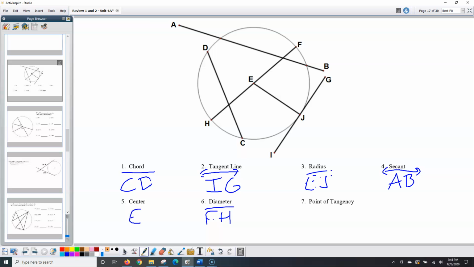Center is E. And the point of tangency, where it is tangent, that would be point J.